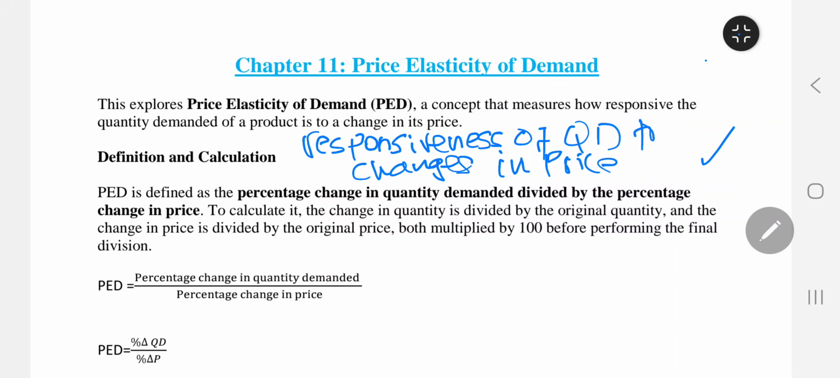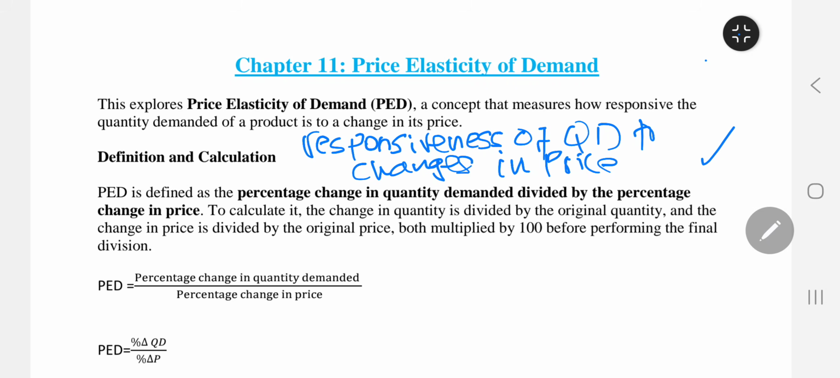So what this basically means is that when there is a price change, for example, when there's a price increase, how does that affect the quantity demanded? By how much does it decrease? Because we know that when the price increases, demand should decrease, but by how much? So that's what we're measuring here. When there's a price change, by how much does quantity demanded either increase or decrease? So if there's an increase in price, by how much does quantity demanded decrease? And if there's a decrease in price, by how much does quantity demanded increase? And you'll be able to see that in just a moment.